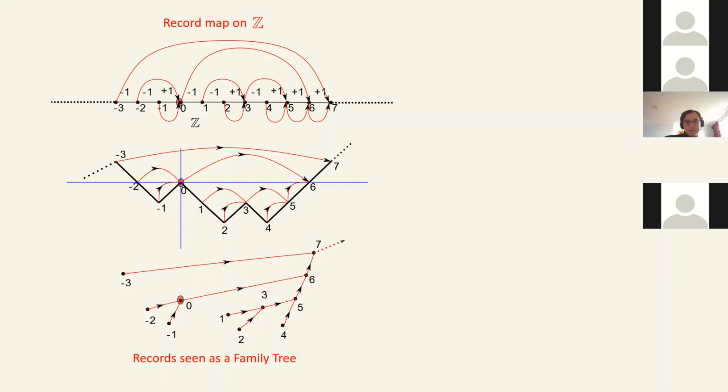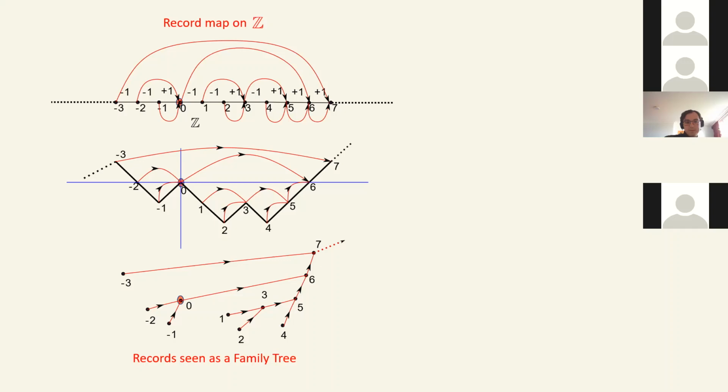Now, I plot the same record maps in terms of graphs. The last picture at the bottom is the same picture as the top, but plotted as the records. I just removed the trajectories and plotted them as records. You see 0 is mapped to its parent. I call this the parent because it's a record of 0. And it has 2 children, -1 and -2. These are -1, -2. You get the records at 0.